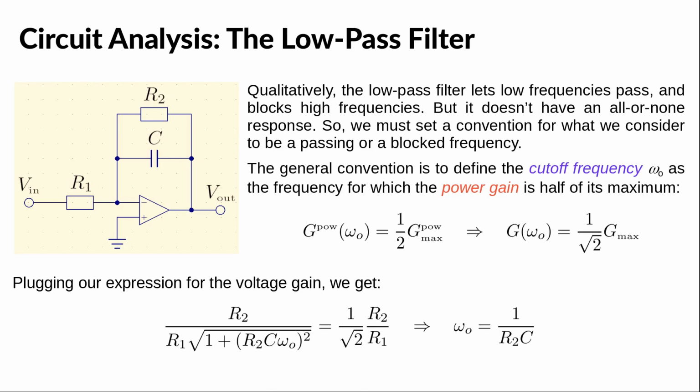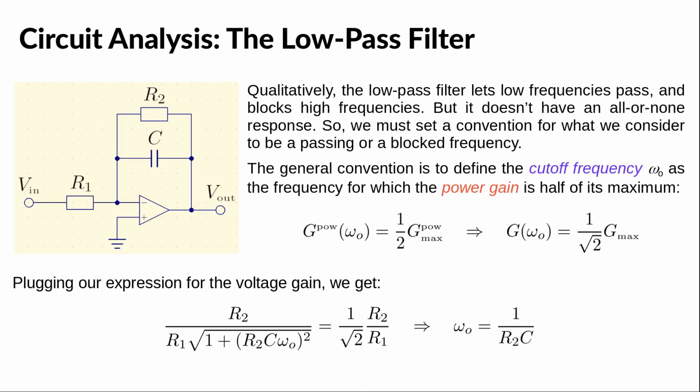Now remember that power is the voltage times the current, but the current is the voltage divided by the impedance. So this means that the voltage is proportional to the square root of the power. So we can equivalently define the cutoff frequency omega 0 as the frequency for which the voltage gain is the maximum gain divided by square root of 2. If we plug our expression of the real gain in that equation, we obtain this equation at the bottom, and I'll let you check that the solution is omega 0 equals 1 over R2C. This is our cutoff frequency.